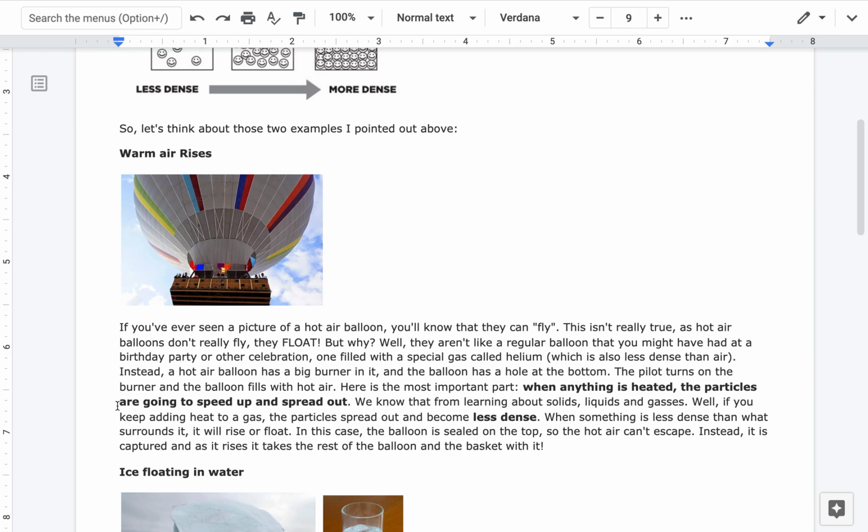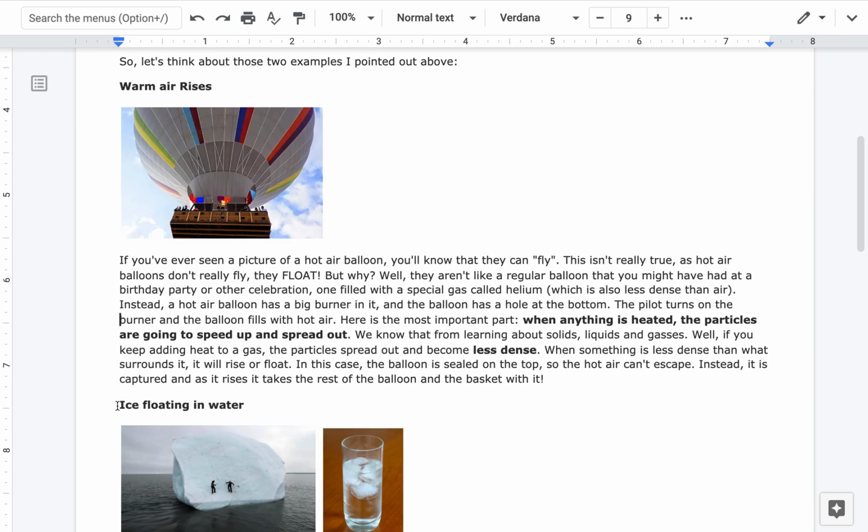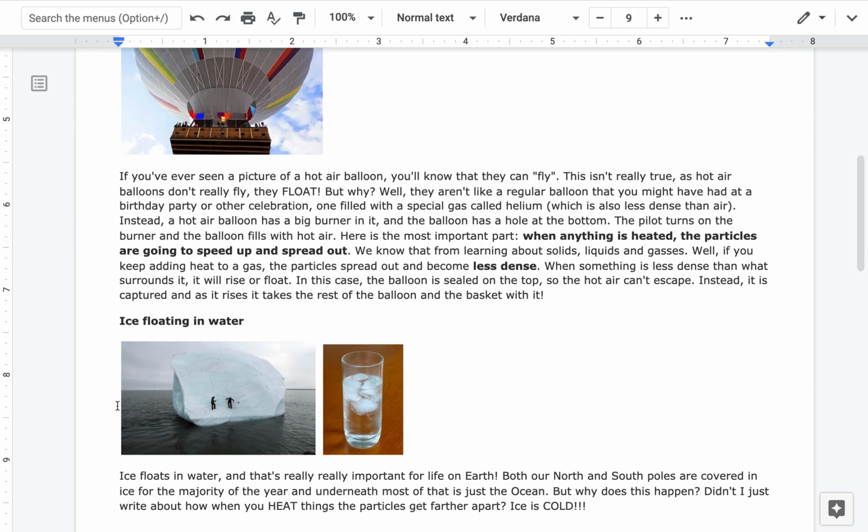In this case, the balloon is sealed on the top, so the hot air can't escape. Instead, it is captured, and as it rises, it takes the rest of the balloon and basket with it. Of course, because the air around the hot air balloon, outside of it, is not as warm as the hot air inside the balloon. Okay, next example.